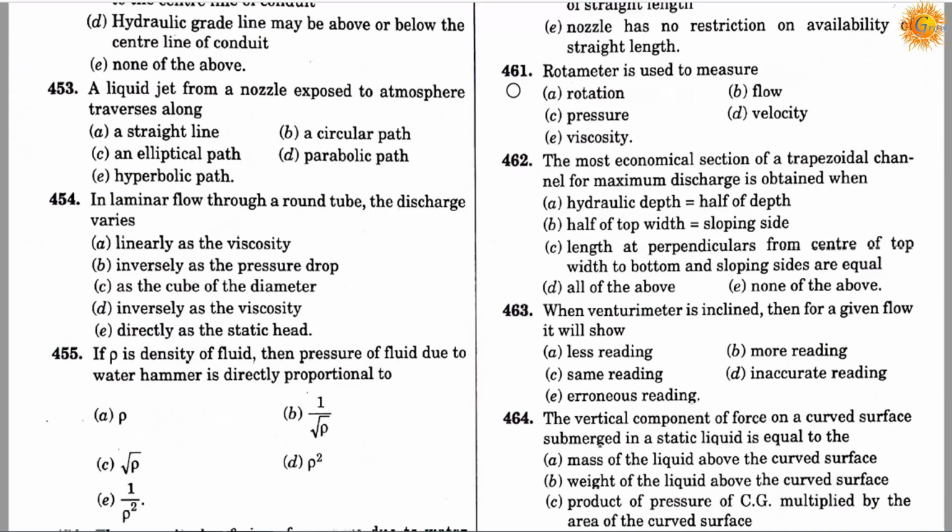Question number 461. Rotameter is used to measure: option A rotation, option B flow, option C pressure, and option D velocity, and option E viscosity. So correct answer is B, it will be flow. So rotameter is used to measure flow.